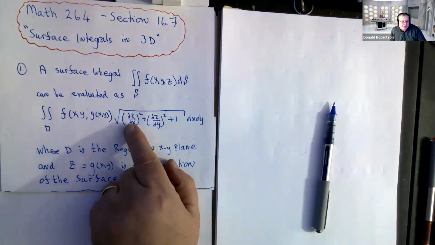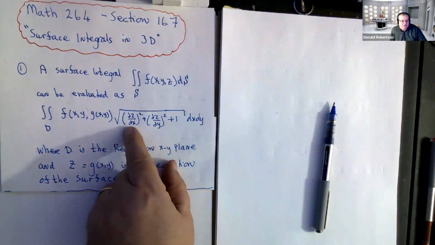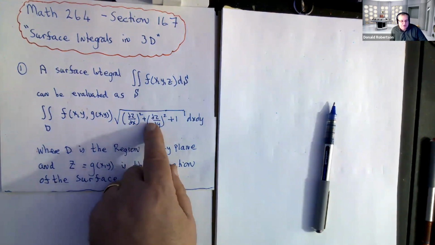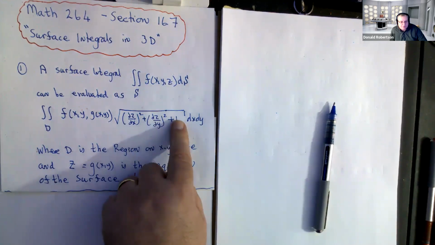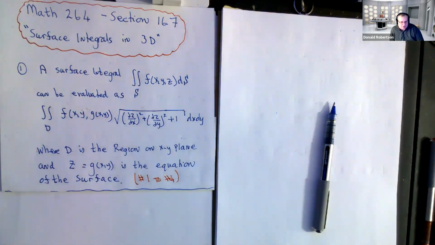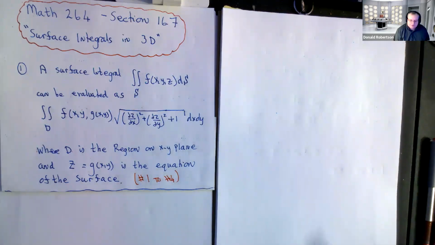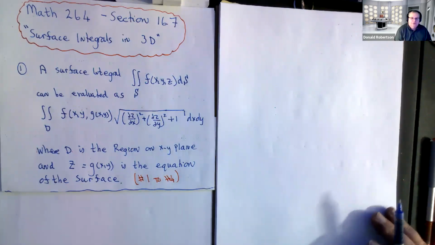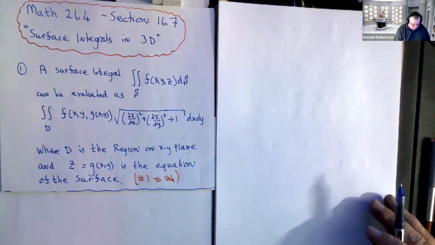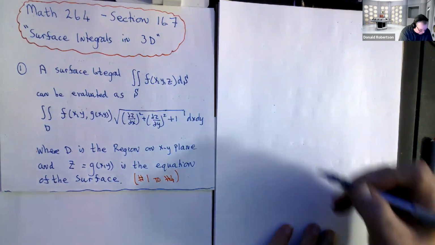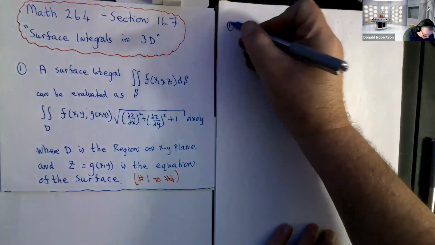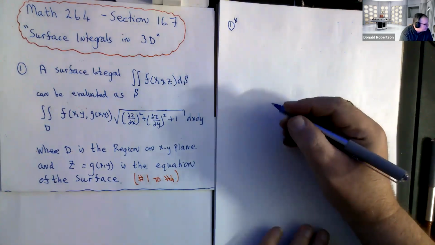Then you have to follow by this essentially correction factor, which is the square root of this guy squared plus this guy squared plus 1. And if you're wondering where the plus 1 comes from, it's actually dz by dz squared, which is itself, so 1 squared, which is 1. So let's see if we can talk a little bit about how we can evaluate such an integral. So there's only 4, so I'm going to start at question 1.